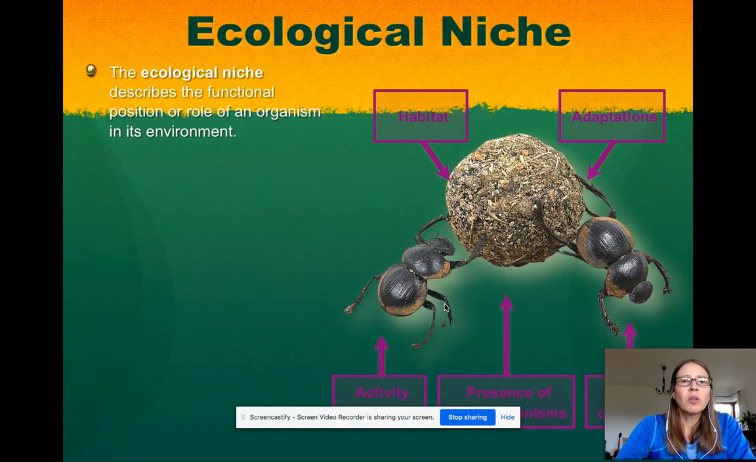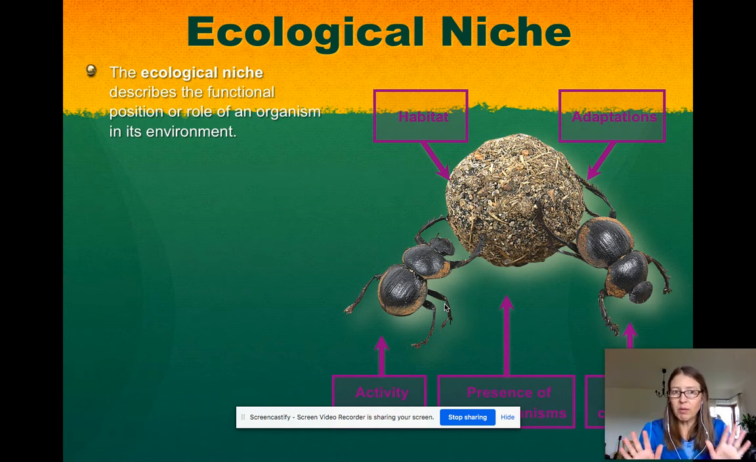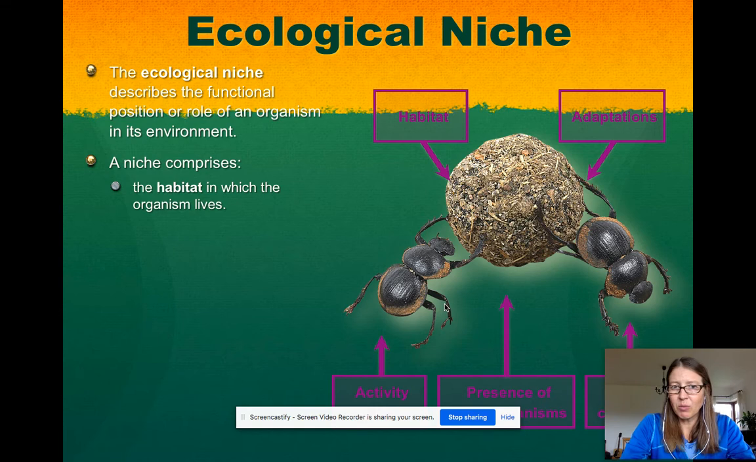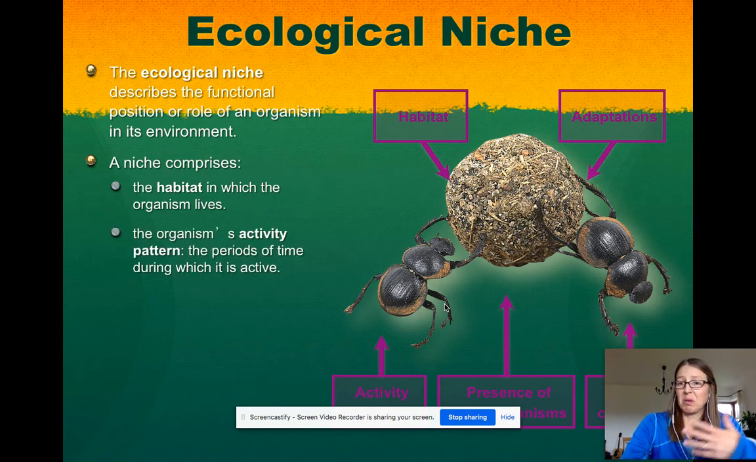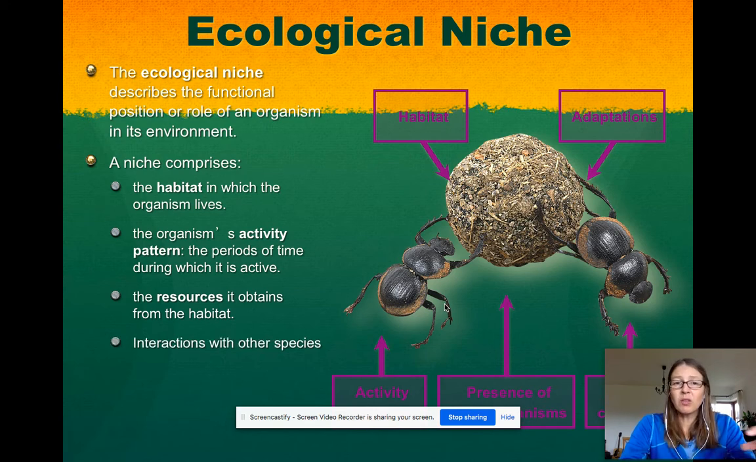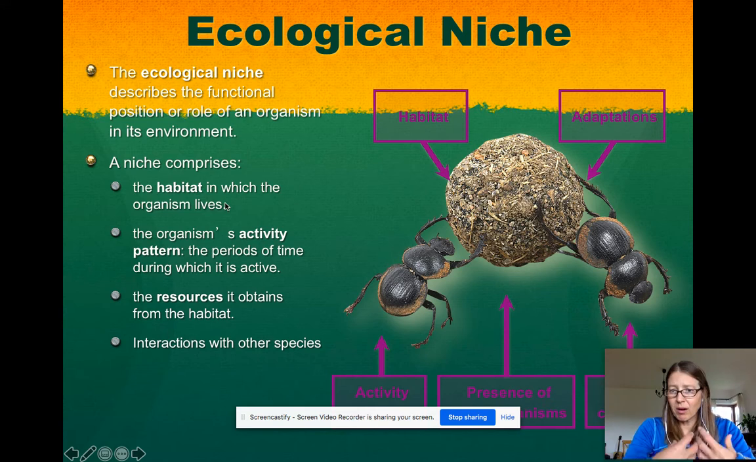Okay, so the term ecological niche, you need to know this. It's the functional position or role of an organism in its environment. Now, it doesn't stop there. There's more to the definition because it comprises, yes, the habitat where it lives, but it also is its activity patterns. When is it out? Is it out during the day? Is it nocturnal? What are the resources that it needs from and exploits within its habitat? And also, what are its interactions with other species? So a niche is a really all-encompassing term. It includes a lot of things, and there's a lot of depth to it, whereas habitat is simply where an organism lives.